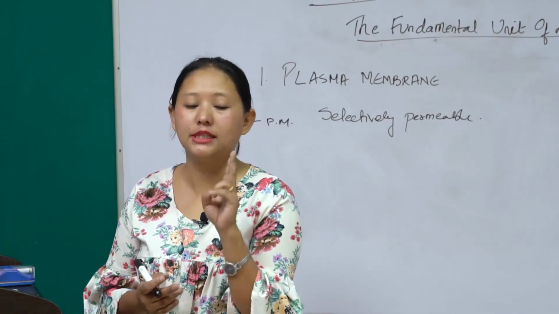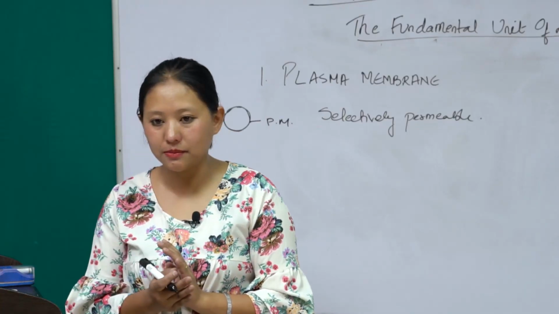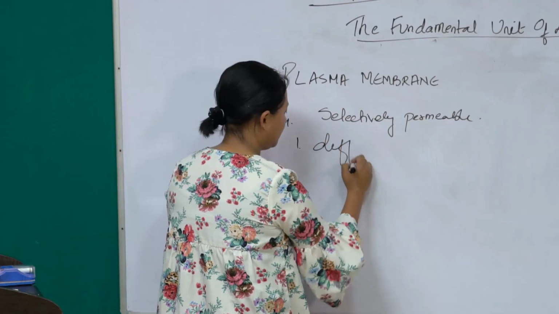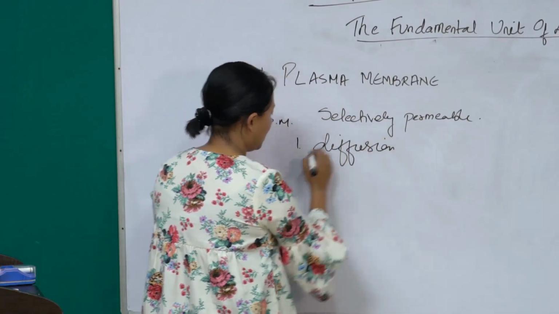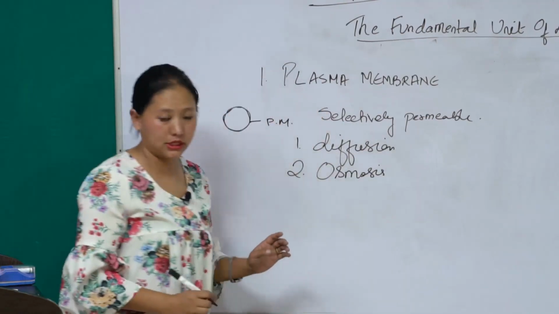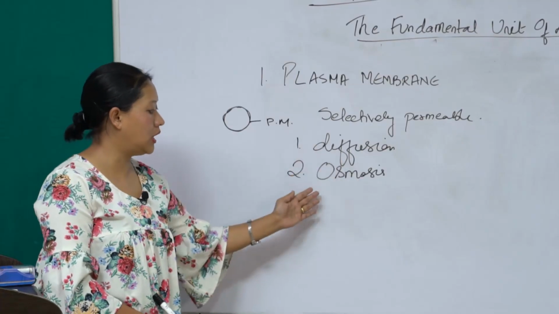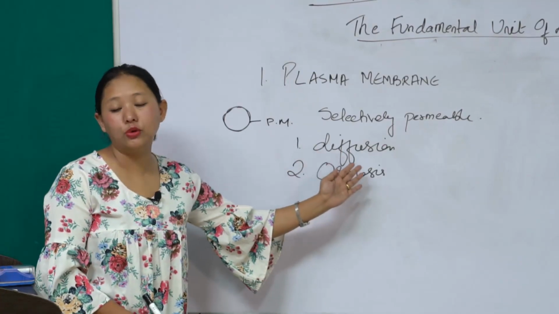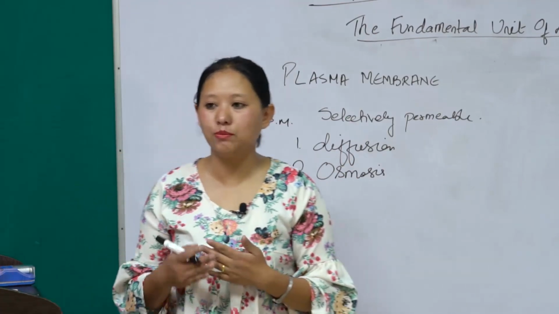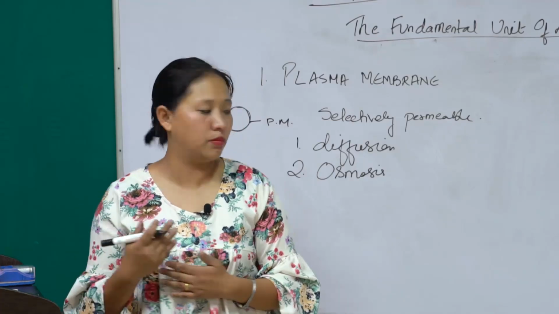There are two processes involved in the movement of substances: one is diffusion and the other one is osmosis. So what is diffusion? Diffusion is nothing but the exchange of gases between cells, as well as between cells and the environment.